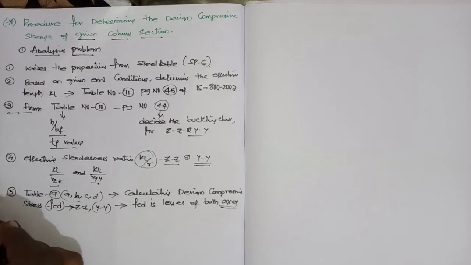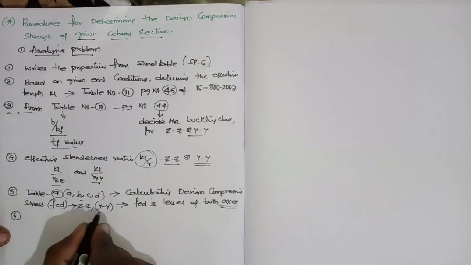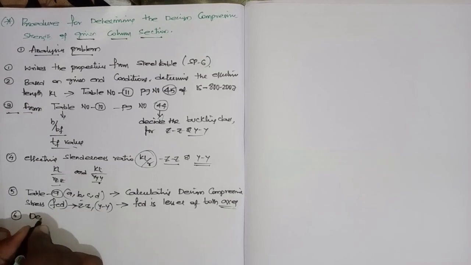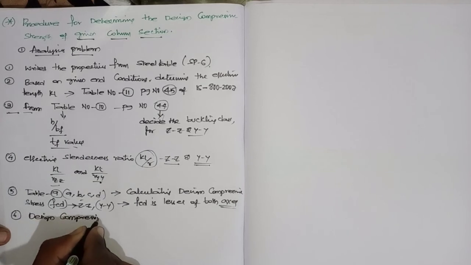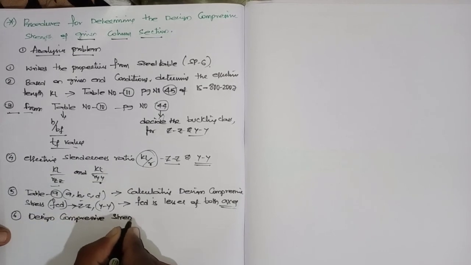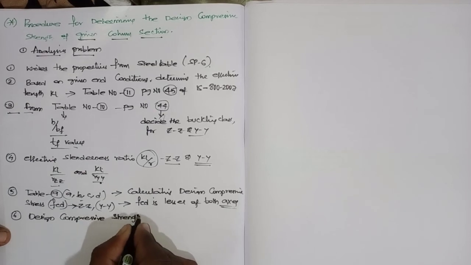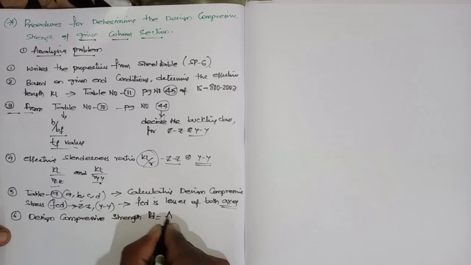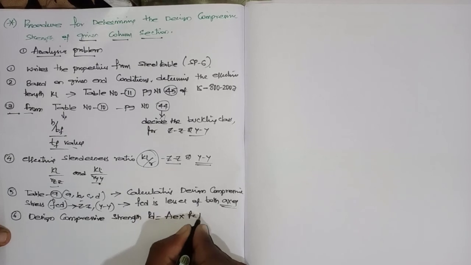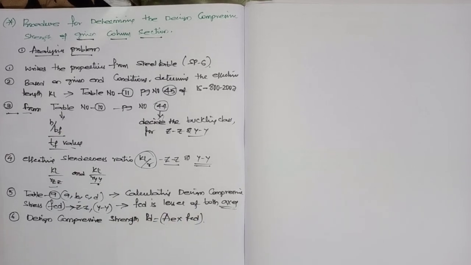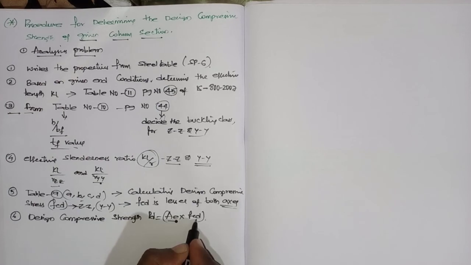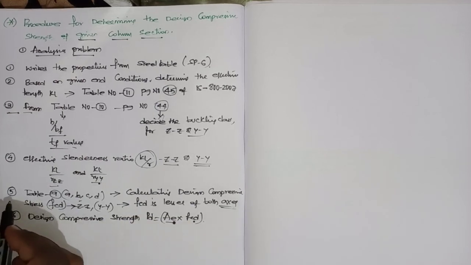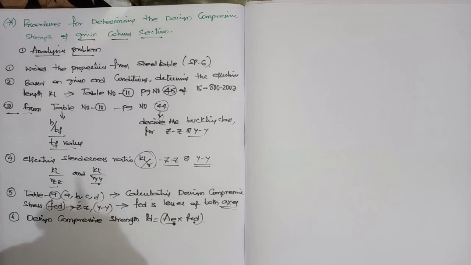Okay, next, after getting fcd, the design compressive strength, that is Pd equals Ae into fcd. What is Ae? The effective area, which can be obtained from the steel table for the given section, and fcd is the value you obtained in step 5. From that you will get Pd.